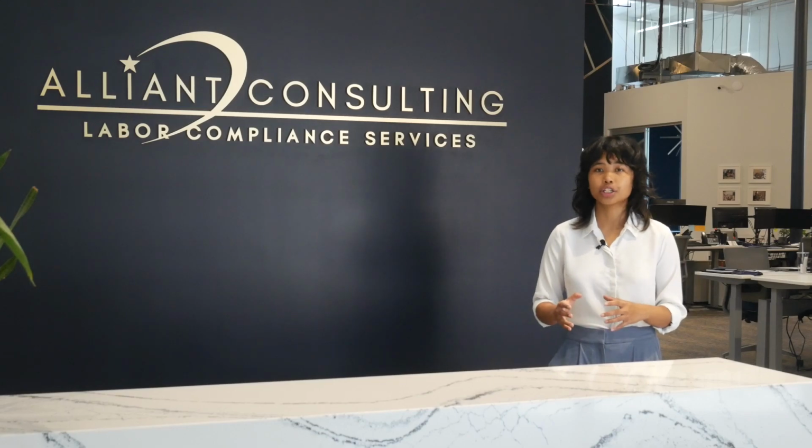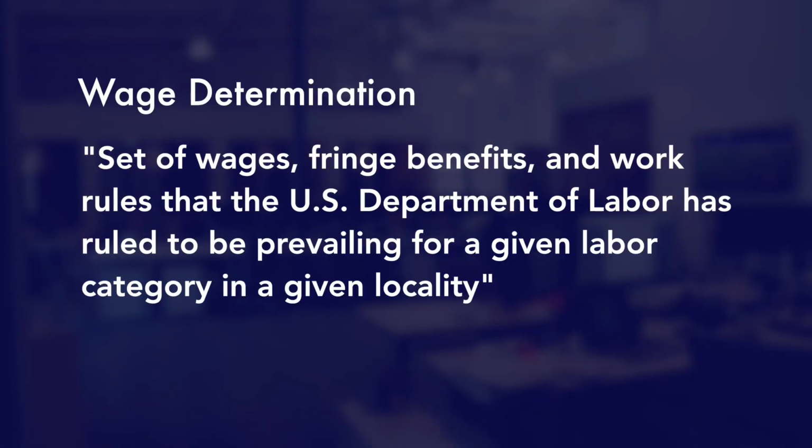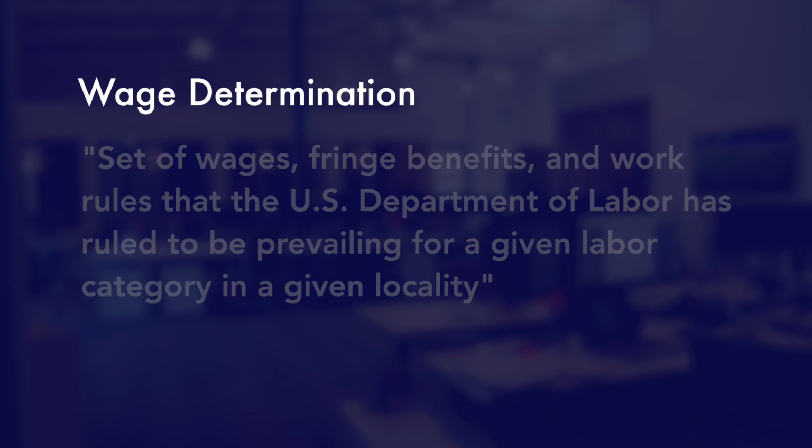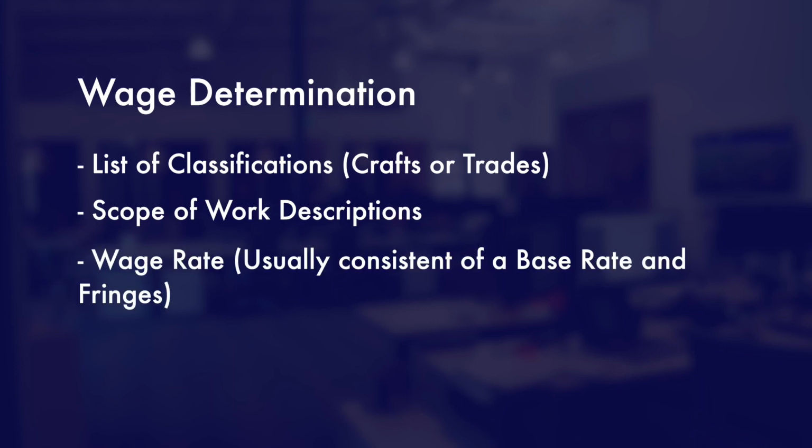A wage determination, also known as a wage decision, is defined as the set of wages, fringe benefits, and work rules that the U.S. Department of Labor has ruled to be prevailing for a given labor category in a given locality. In short, it can be known as the list of wages expected to be paid out to employees. Generally, wage determinations contain a list of classifications, the descriptions of the type of work being performed, and the pay that these classifications are owed, including a base wage amount and their fringe benefits.